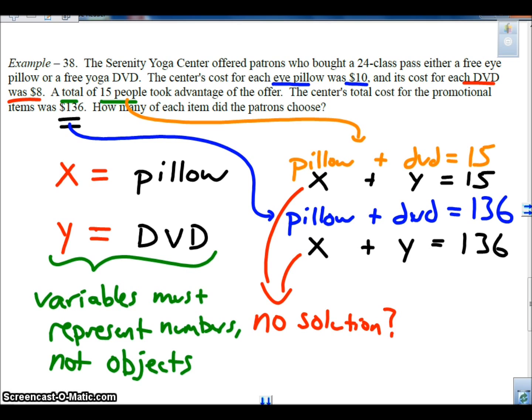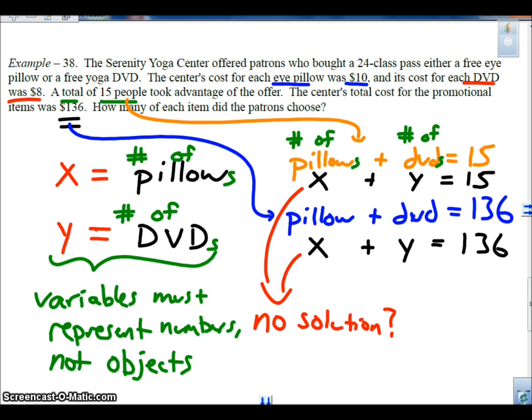Variables have to represent numbers. They cannot represent objects. So to say that x is equal to pillows doesn't really make sense. So what about the pillows should x represent? What number regarding the pillows should x represent? And what number should y represent regarding the DVDs? The sensible thing to do here is to let x represent the number of pillows and to let y represent the number of DVDs. So let's go back and reevaluate our orange and our blue equation to see if x and y still make sense the way we're using them over there.